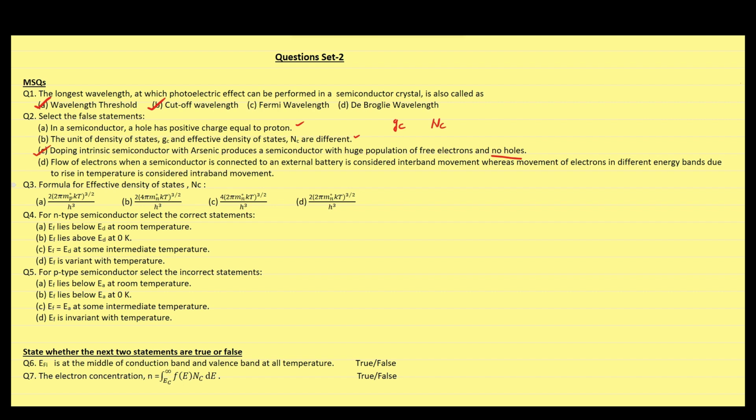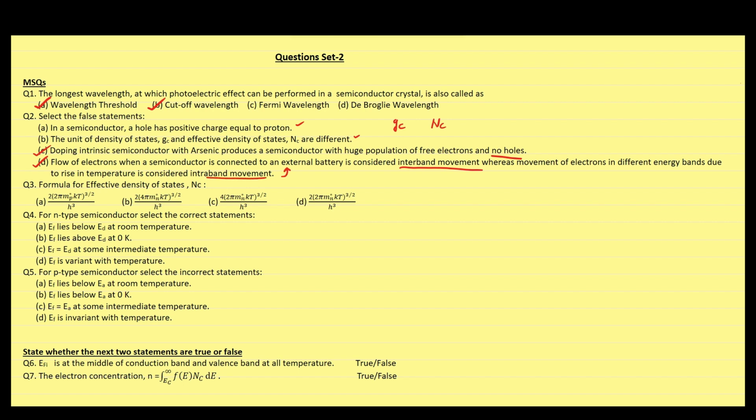Flow of electrons when a semiconductor is connected to an external battery is considered interband movement, whereas movement of electrons in different energy bands due to rise in temperature is considered intraband movement. This is also false. The definitions of interband movement and intraband movement have been interchanged.